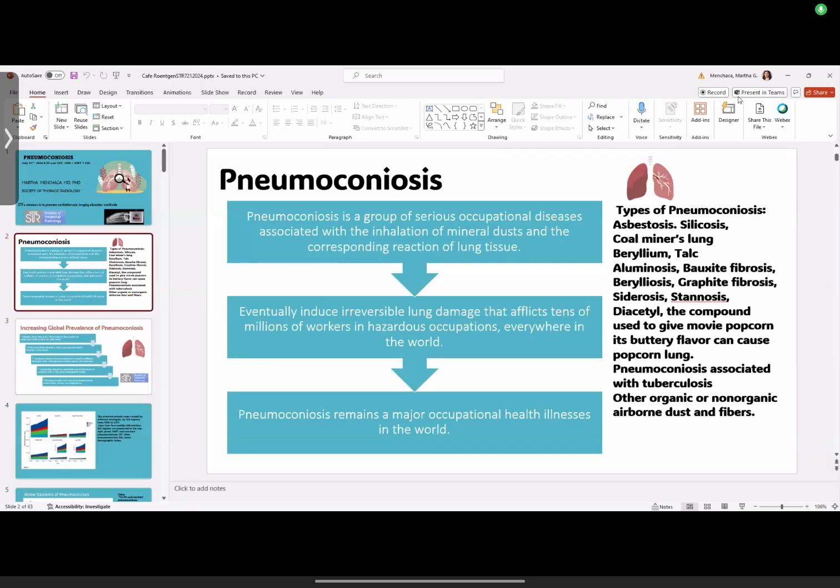Let me just set up the pop-up. Can you make it full screen? I'll make it full screen. Okay, great. Is that better?